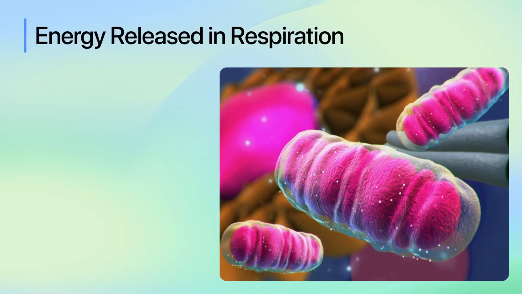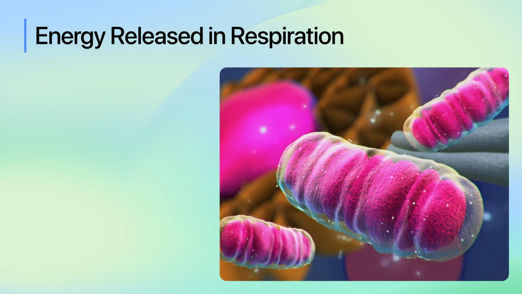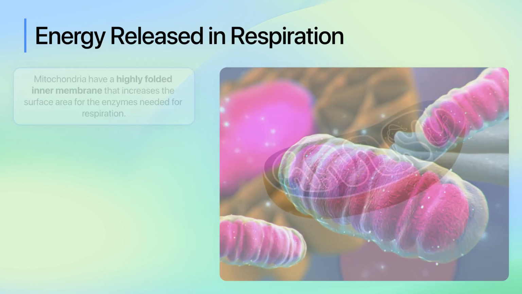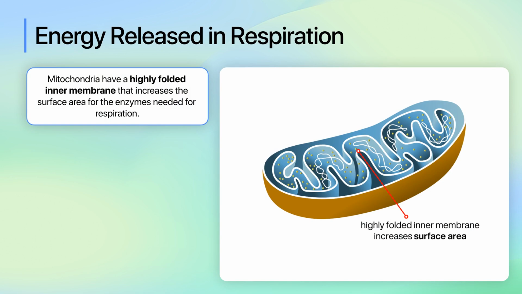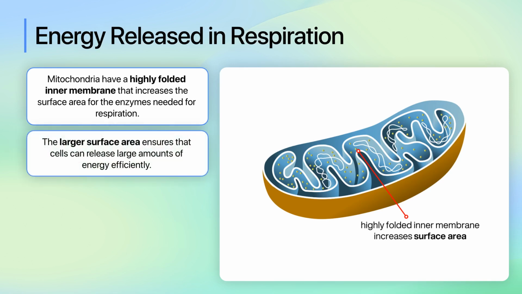The mitochondria have adaptations which make them suited to aerobic respiration. They have a highly folded inner membrane that increases the surface area for the enzymes needed for respiration. The larger surface area ensures that cells can release large amounts of energy efficiently.